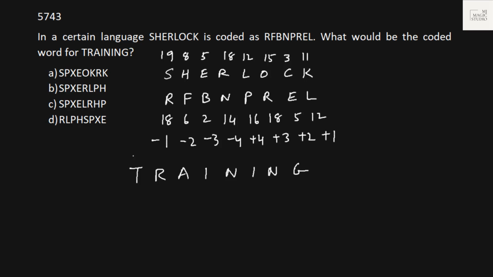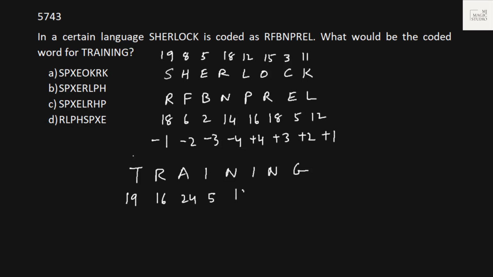TRAINING? So we again have minus 4, plus 4. Okay. T is 20, 20 minus 1 is 19. R is 18, 18 minus 2, 16. A is 1, 1 minus 3 will be minus 2. Minus 2 plus 26 is 24. I is 9, 9 minus 4 is 5.